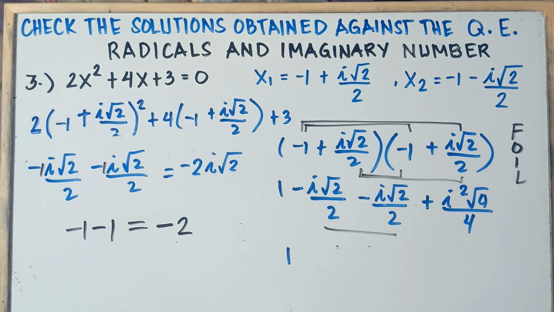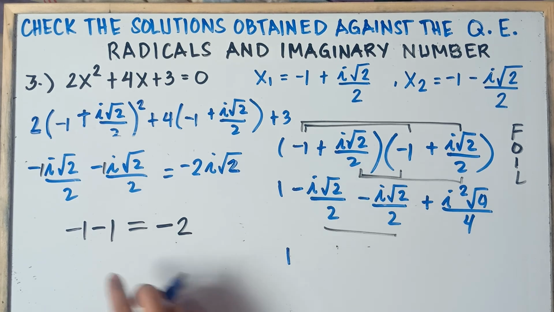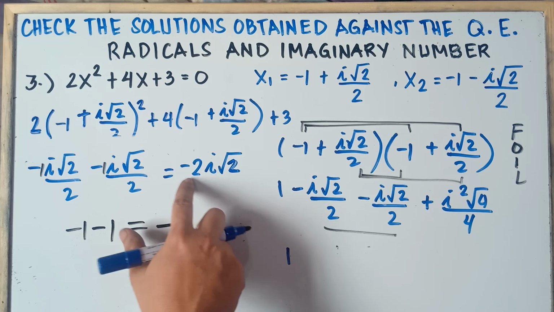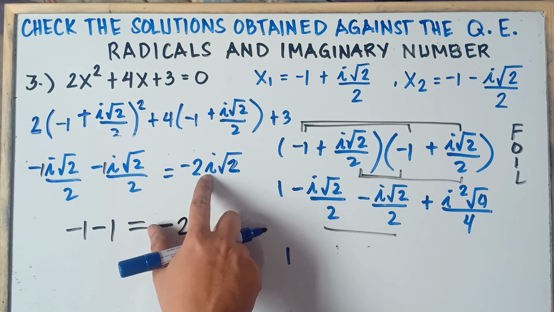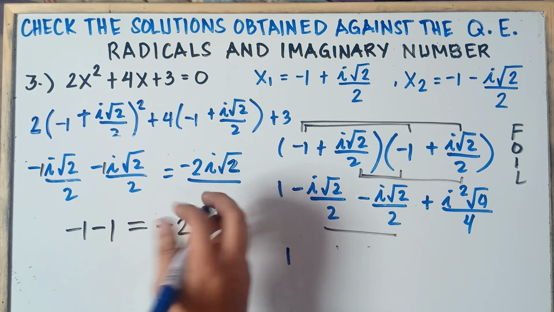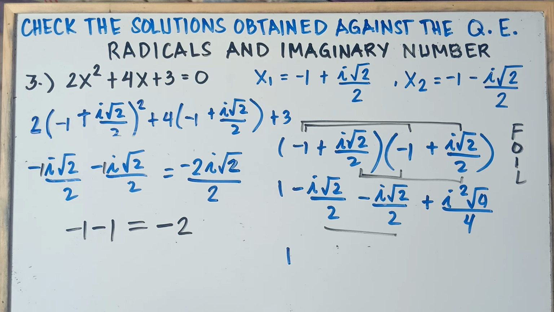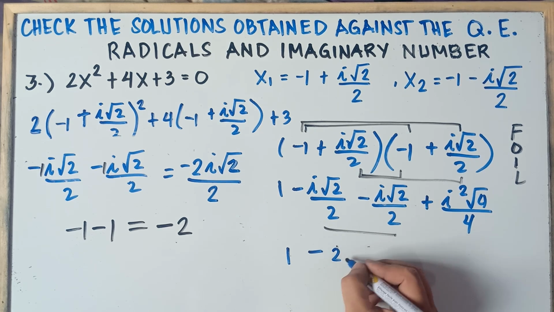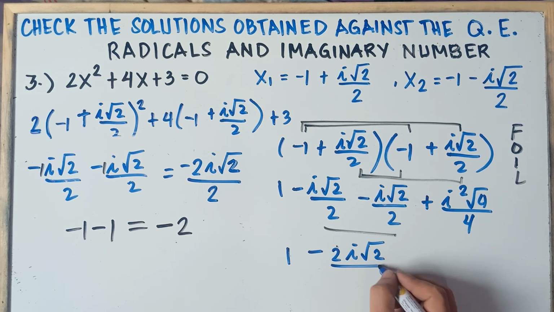Once again, class, if you're adding or subtracting radicals, simply copy the radicals. So, negative 1 minus 1, that's negative 2. Copy i, and then copy the radicals, square root of 2 over 2. In fractions, if you're combining fractions with the same denominator, simply copy the denominator. I hope you remember that one, class. So, this will be negative 2i square root of 2 over 2.